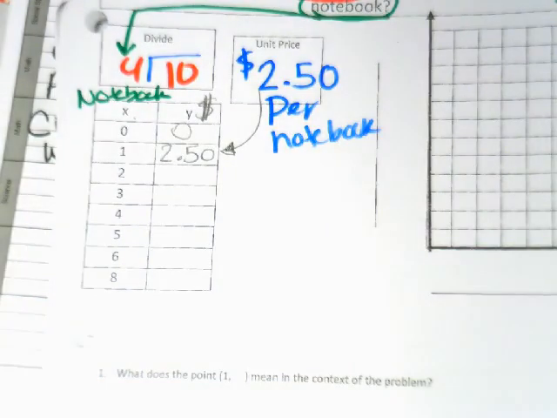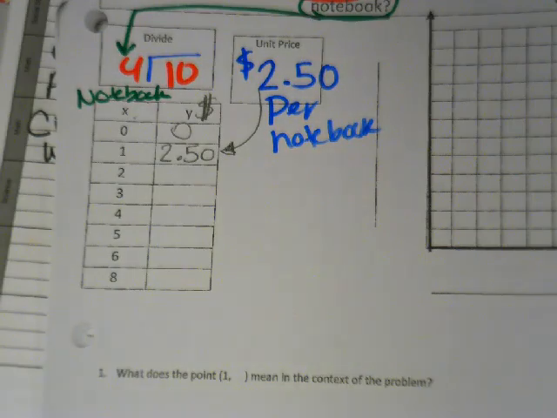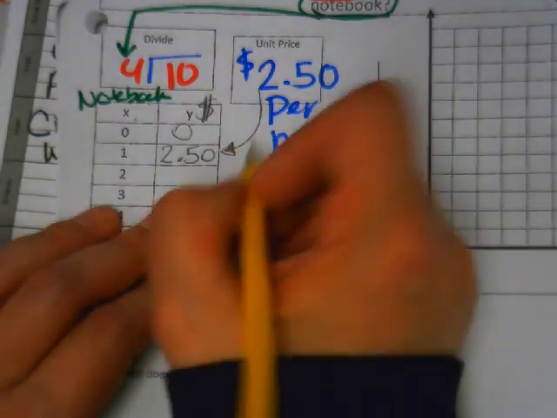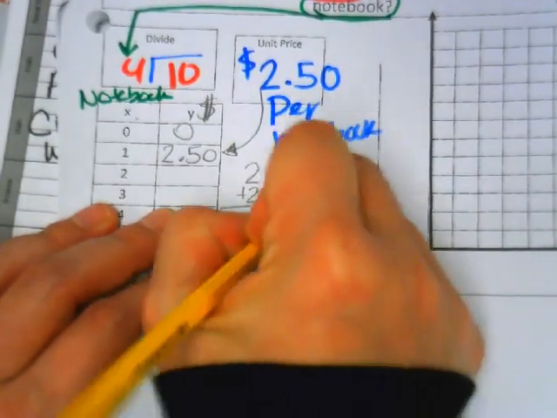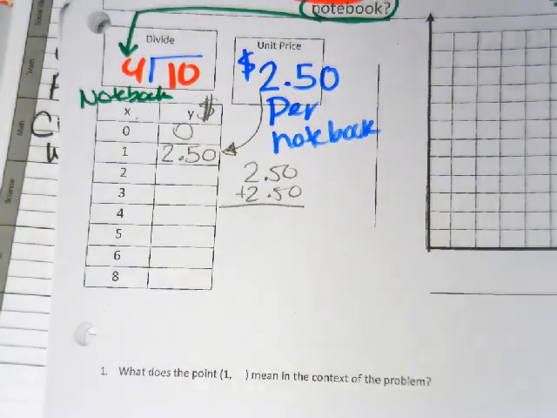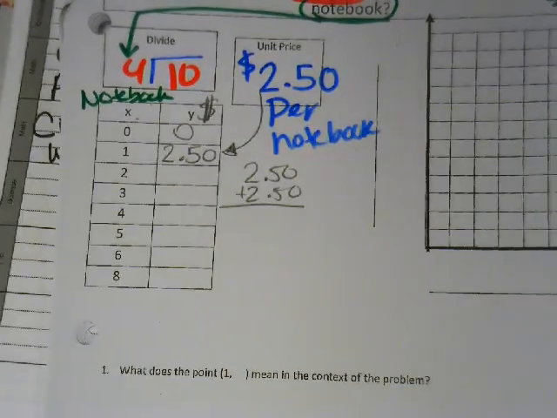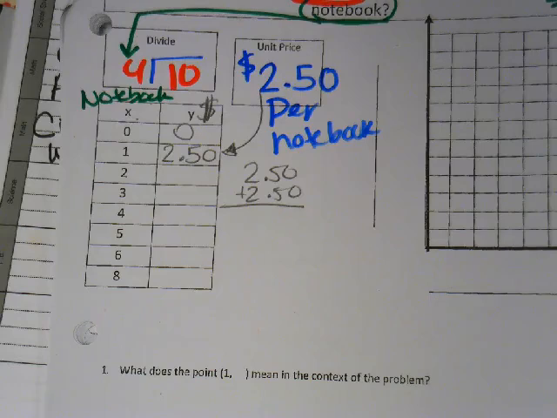Okay. How much is 2 notebooks? 5. How do you get that? You can literally add 250 plus 250. Add and write it down. I got that. $5. $5. 750, 10, 1250.